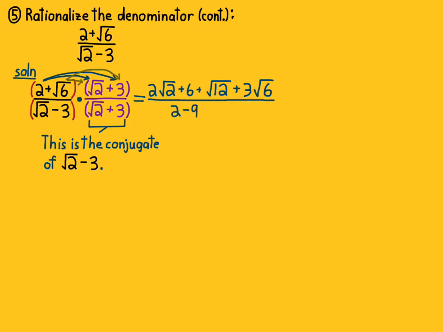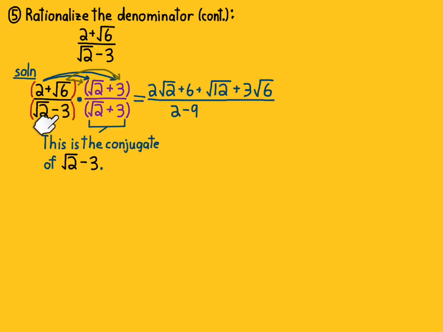Right? So I just multiplied the 2 times square root of 2, right? 2 times 3, square root of 6 times square root of 2, that's square root of 12. Square root of 6 times 3 is 3 square root of 6. The square root of 12 will simplify some, but I can do that the next step. Then on the bottom, I get 2 minus 9. That's it. I don't have to multiply each one out.